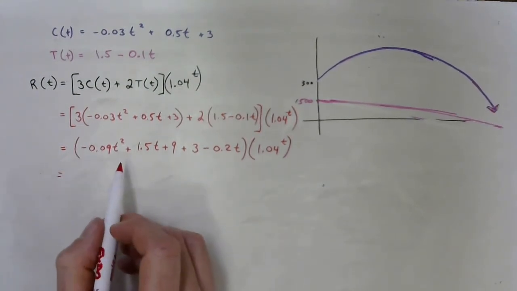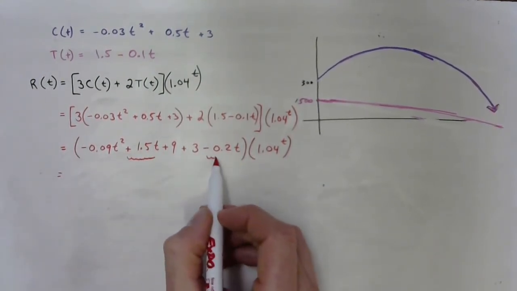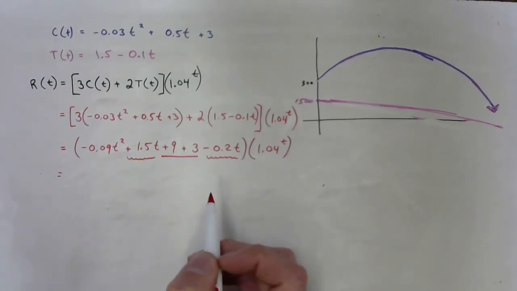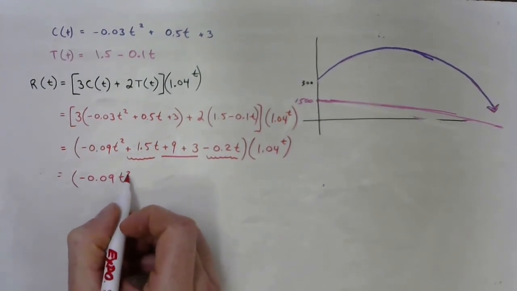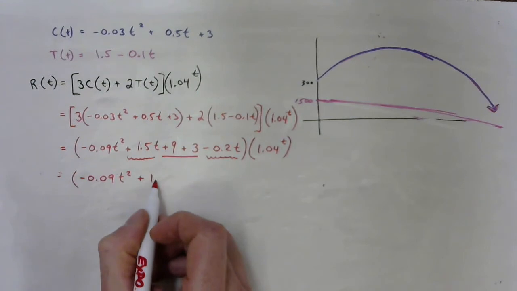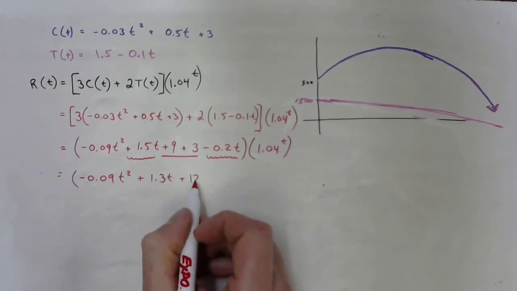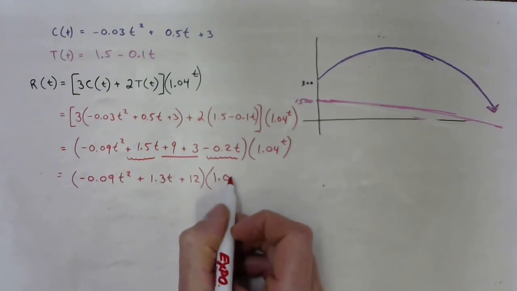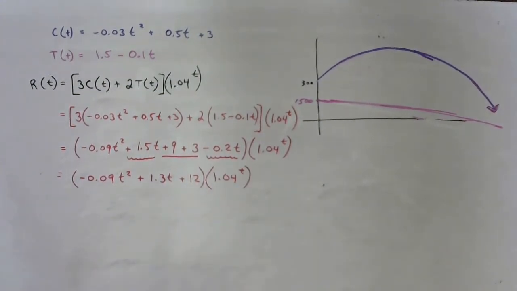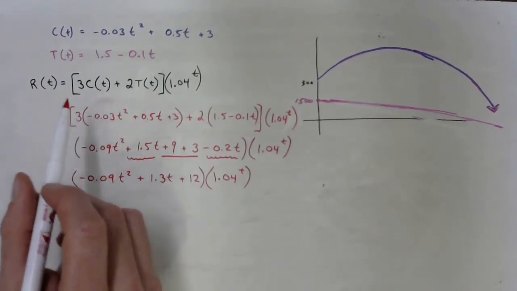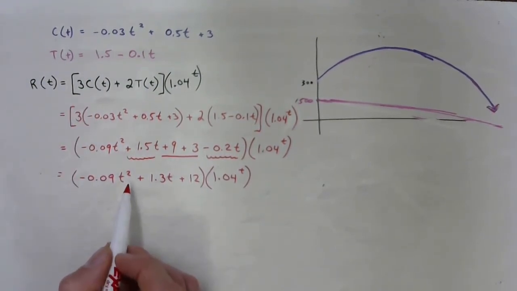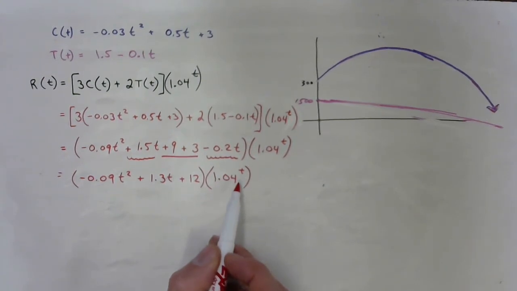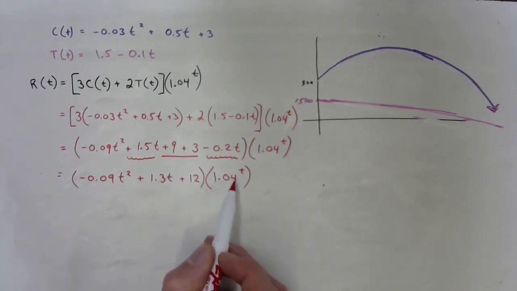Group like terms in order to simplify. I have 2 terms with t in it, and I have 2 constant terms. So we have in the bracket negative 0.09t squared plus 1.3t plus 12, and the multiplier of 1.04 to the power of t on the outside. So this is a simplified revenue function based on the function C and the function T. It is a quadratic and an exponential function. Okay, it's the product of a quadratic and an exponential function.